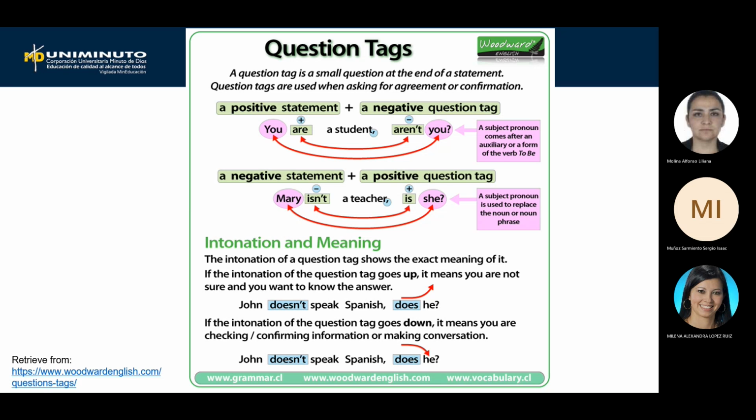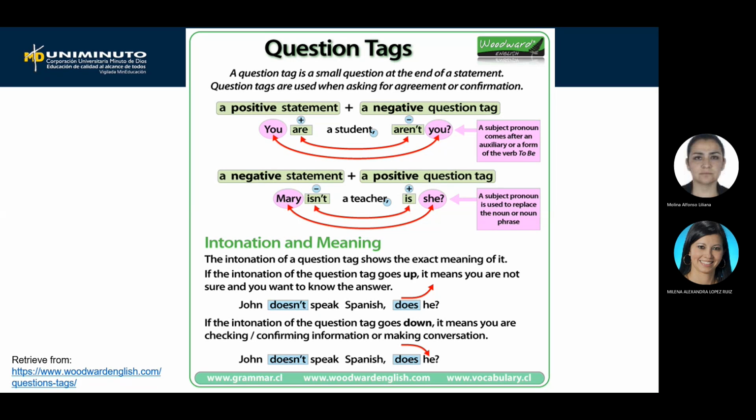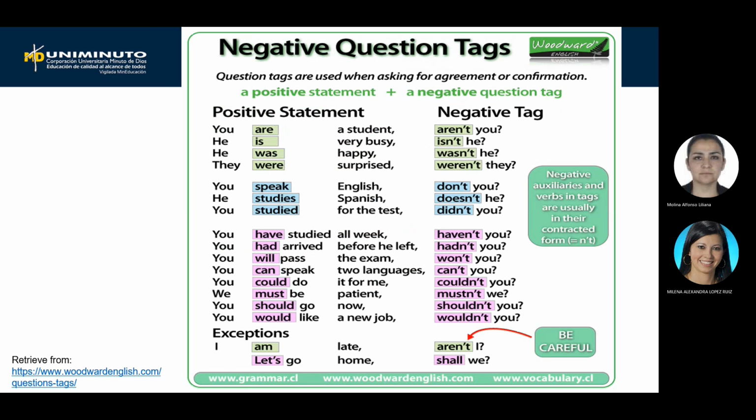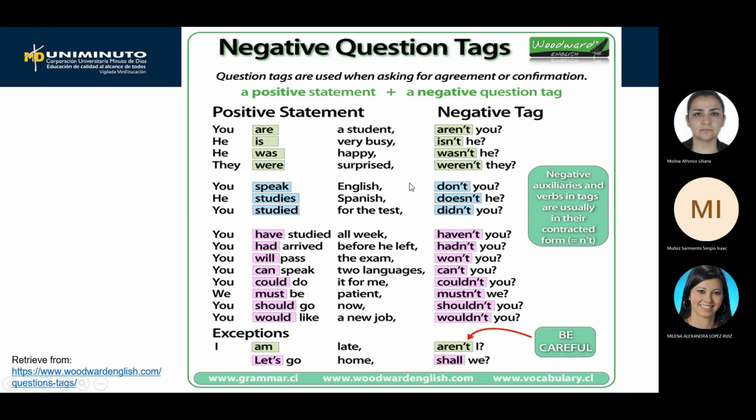What about if the intonation goes down? If the intonation of the question tag goes down, it means you are checking or confirming information or making conversation. So, for example, John doesn't speak Spanish. Does he? So this is about intonation and meaning of the question tags. And like we just said, this is more grammar. So we have, of course, a positive statement, and we have to use the negative question tag. The questions have to be negative.